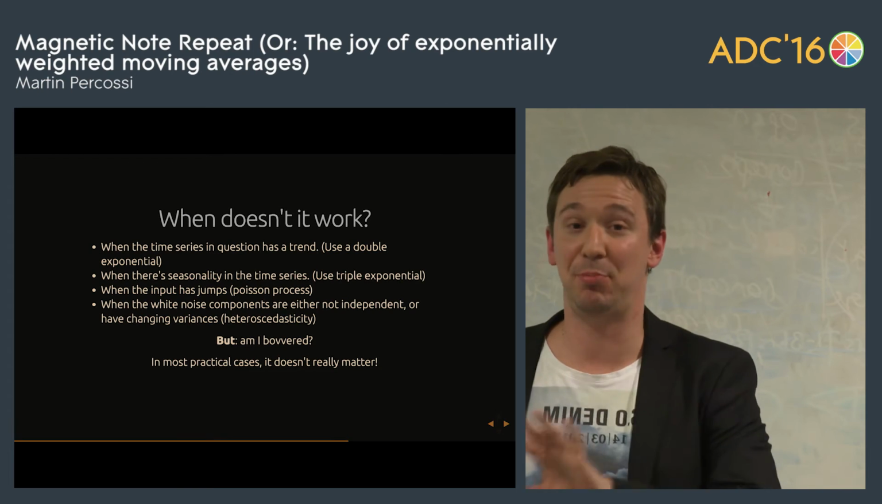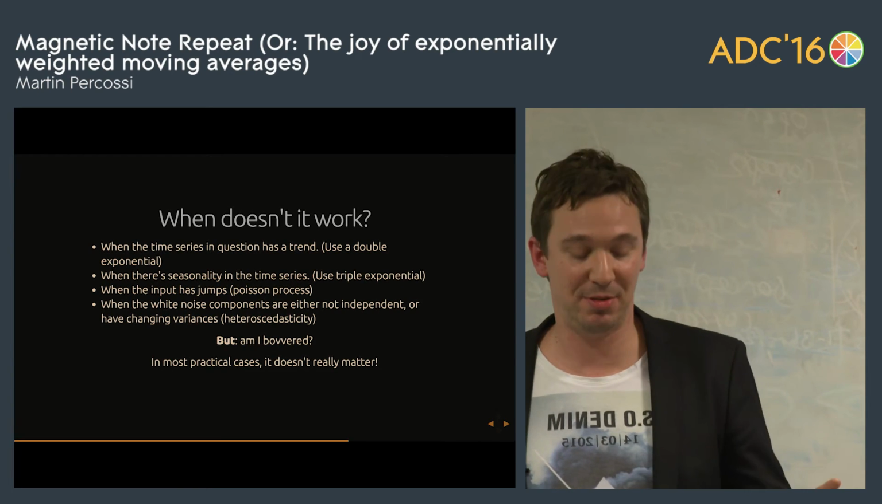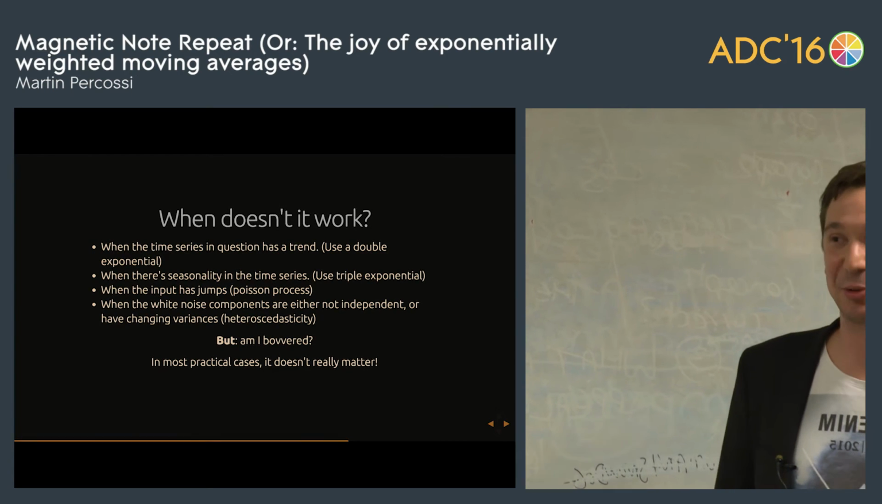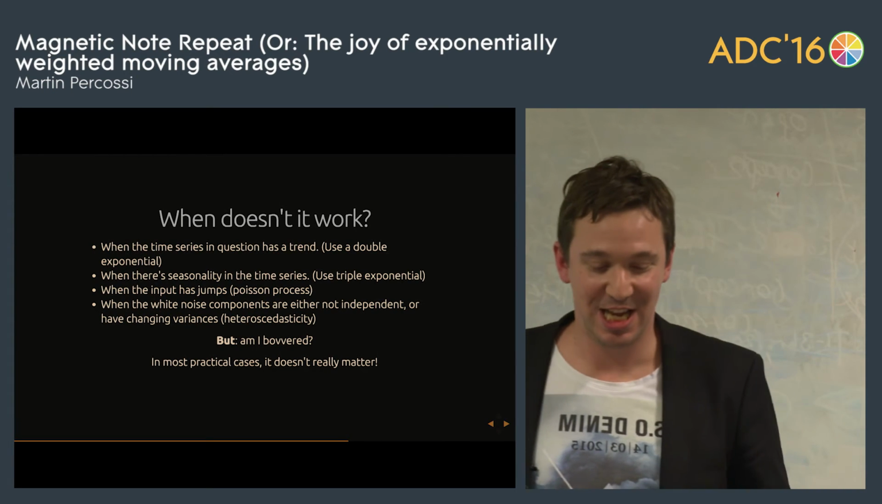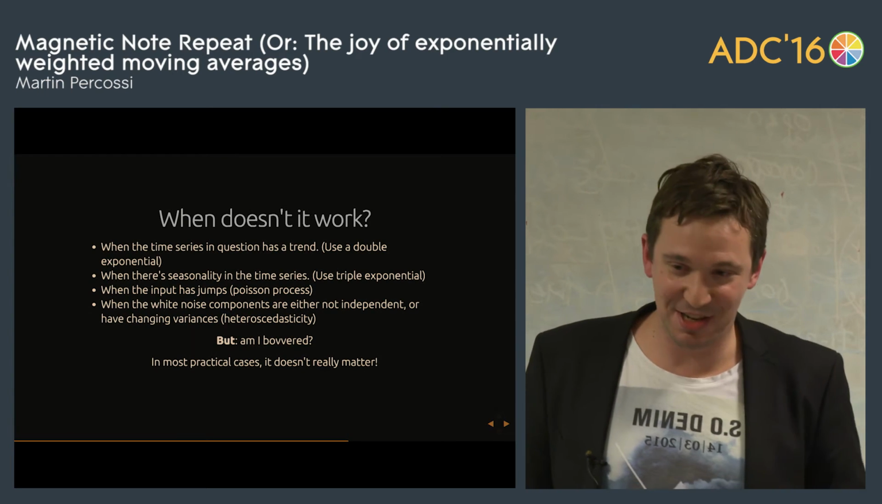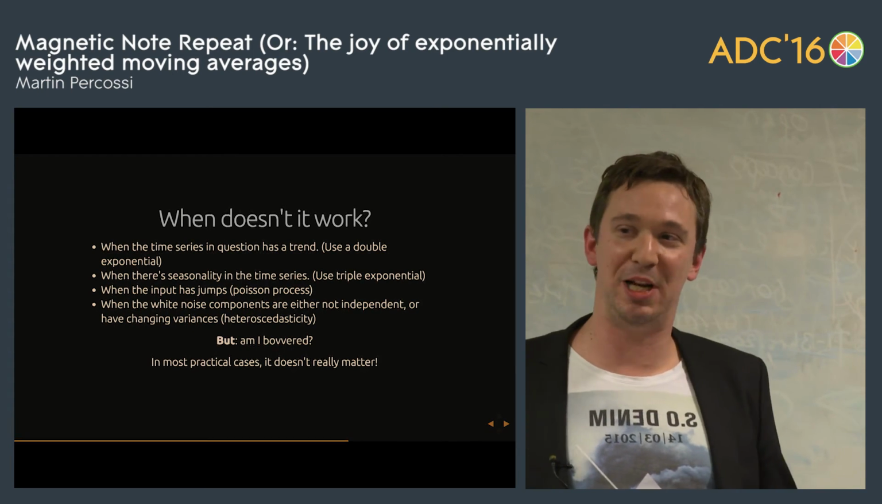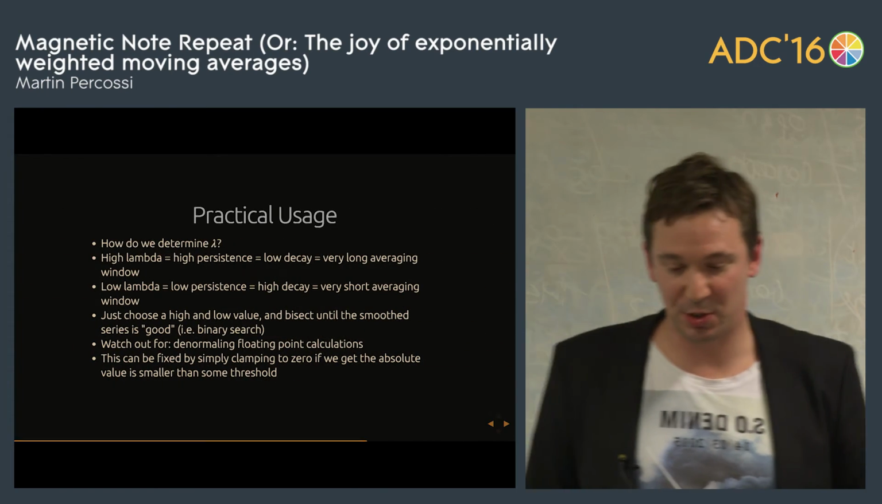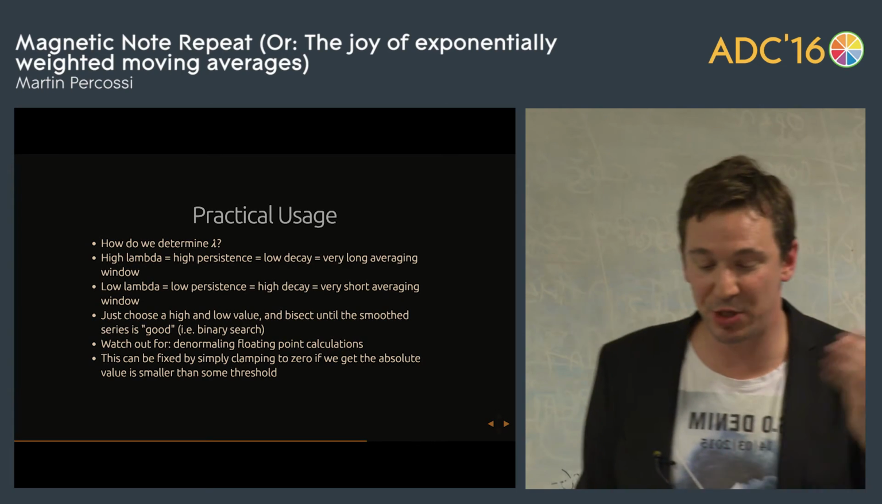But let's be practical here and just think as developers, am I really bothered about this? And the answer is, in most practical cases, it doesn't really matter. And I think when we go a little bit further, you'll understand why. Because I consider this a basic sort of Swiss Army knife which can be used in tons of situations. And so practical usage, how do we determine lambda?